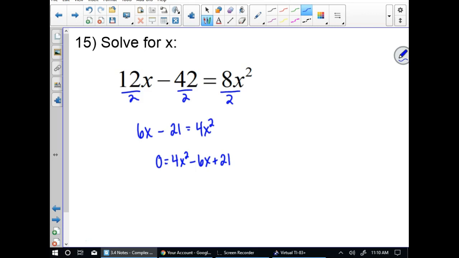You could see if that would factor. Usually on a problem like that, it's probably not going to, because I'm wanting you to work on complex numbers right now. But even if you didn't know, I usually use the quadratic formula on one like this, because by the time you try to guess and check and factor that, it might take forever, and it might still end up not working, and you might have to use the quadratic formula anyway. So this is one. Go ahead and use the quadratic formula. So x equals 6 plus or minus the square root of 6 squared minus 4 times 21 all over 2 times 4.